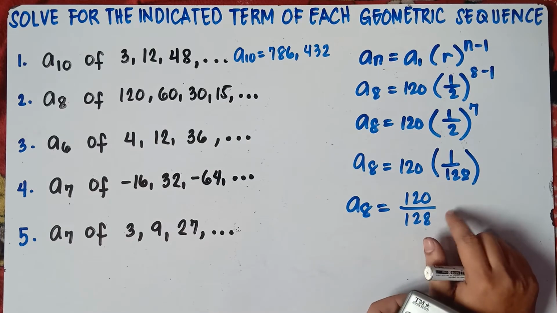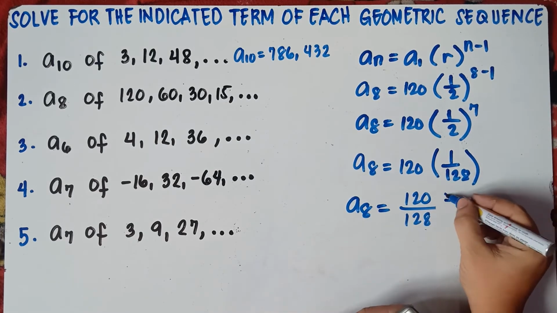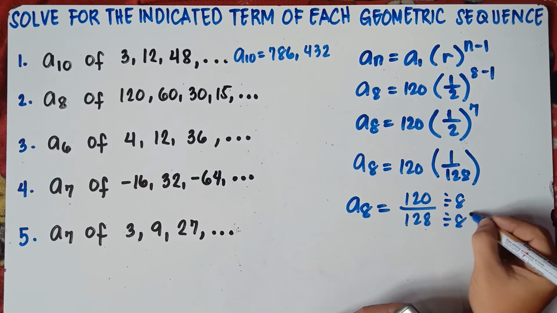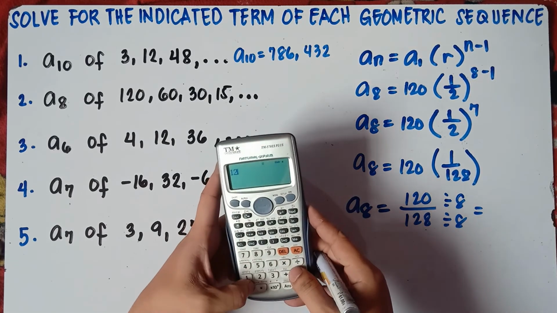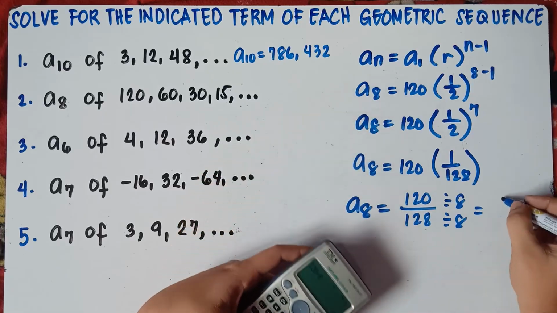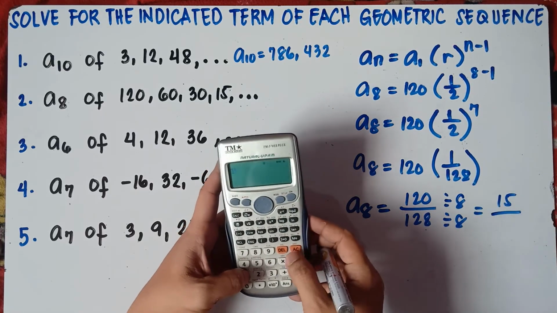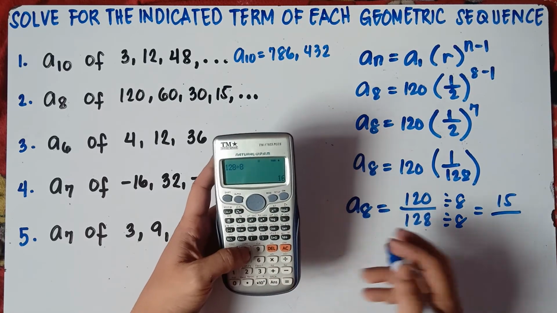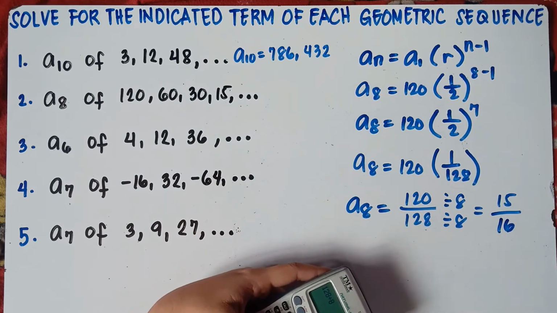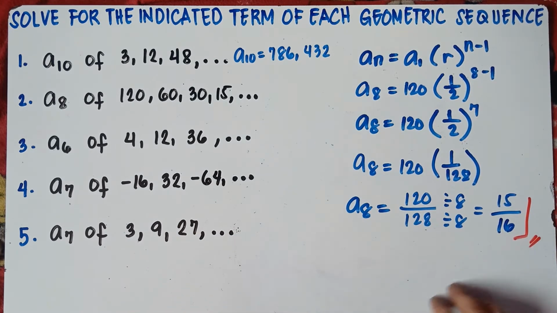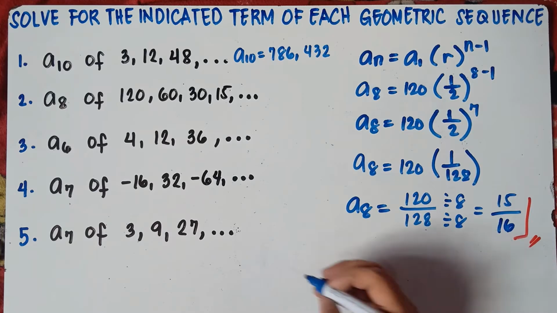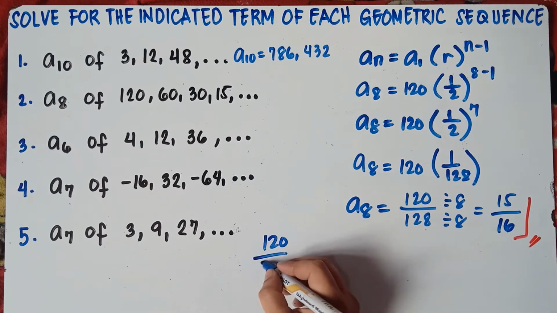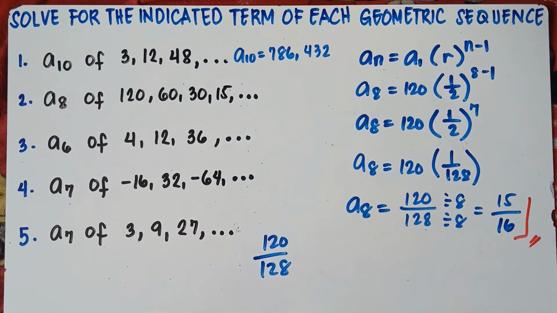Okay, we can divide this one by 8. So divide by 8: 120 divided by 8 will be 15, and 128 divided by 8 will be 16. Once again class, there are some students that are so confused finding the GCF. So if you're confused, you can do it this way class.